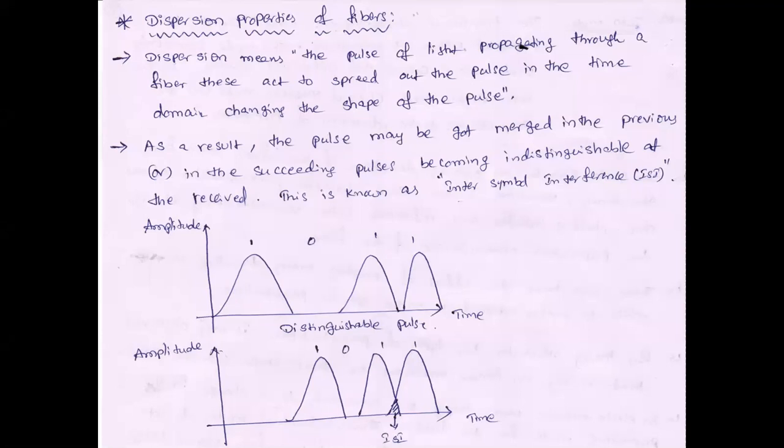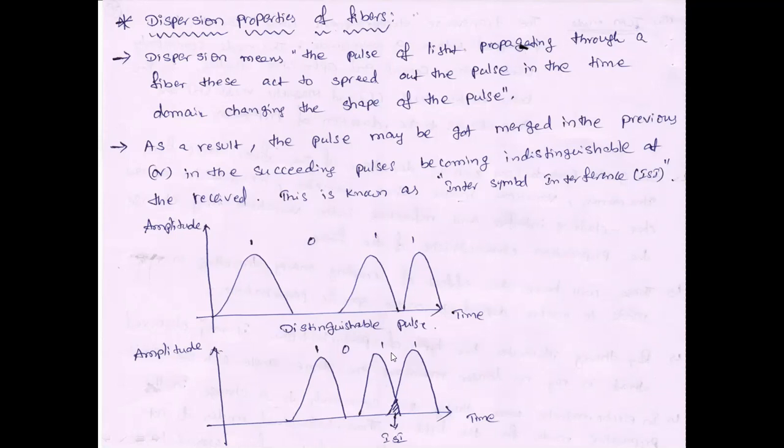Changing the shape of the pulse. See this figure, we are taking two waveforms. This is for the transmission end, this is for the receiving end. At the transmitting end, we are sending a 1011 pulse, but due to some delays, we are getting output 1011, but the last two pulses, 11, merging together.